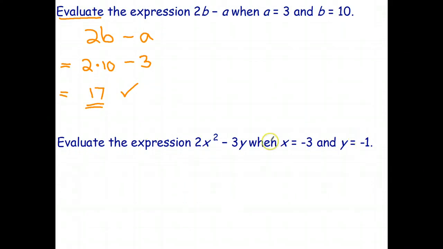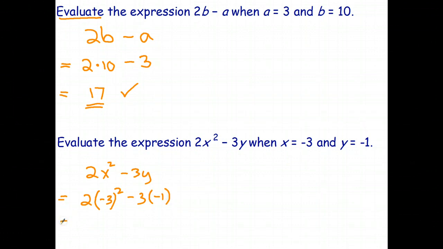Okay, let's have a look at a slightly harder problem. The expression that we're given is 2x squared minus 3y, and we'll be substituting these two negative numbers in for x and y. In place of x, I'm going to put negative 3. One thing you need to recall is whenever you're squaring a negative number, we put the negative number in brackets. And the y is also negative, so I might as well be consistent, and I'll put that in brackets as well. Okay, let's go ahead and evaluate.